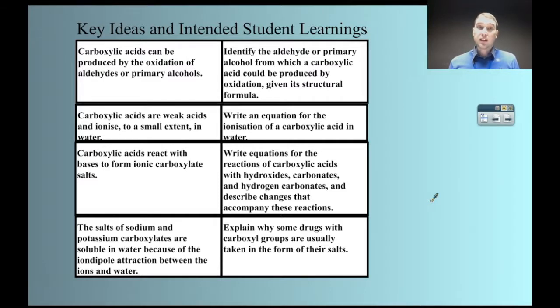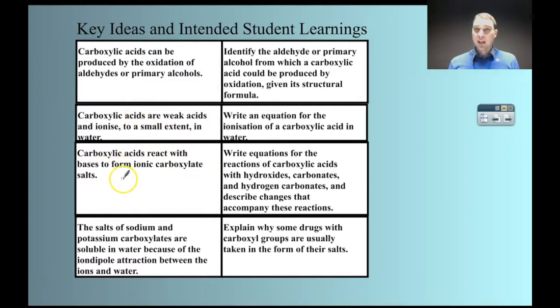So let's have a look at the key ideas in intended student learnings. You need to identify an aldehyde or primary alcohol from which a carboxylic acid is produced by oxidation, given the structural formula of the carboxylic acid. Write an equation for the ionization of carboxylic acids in water, since they are weak acids.